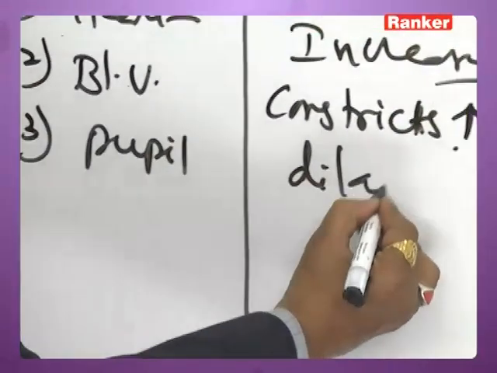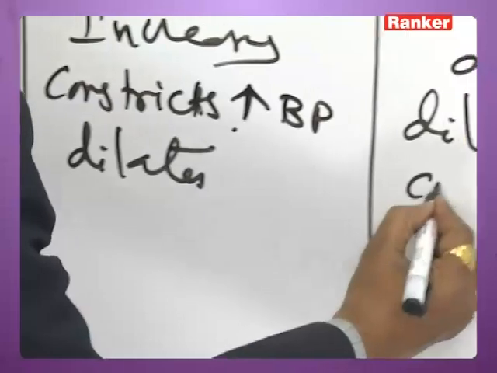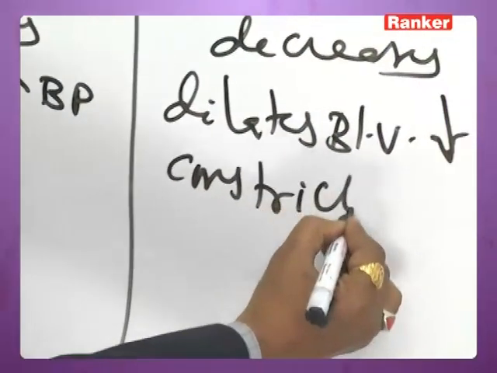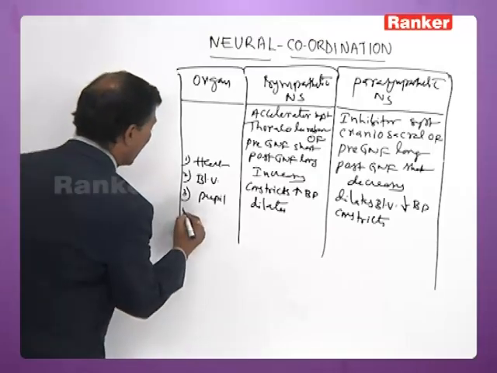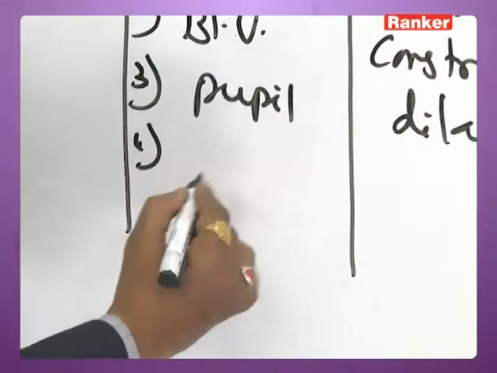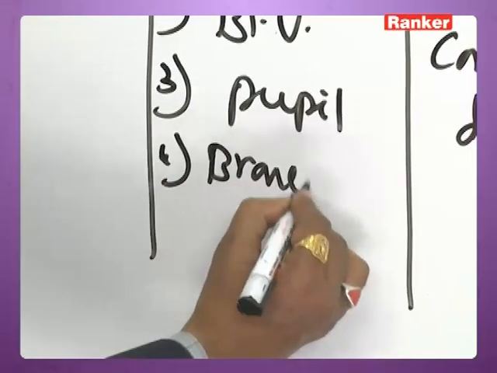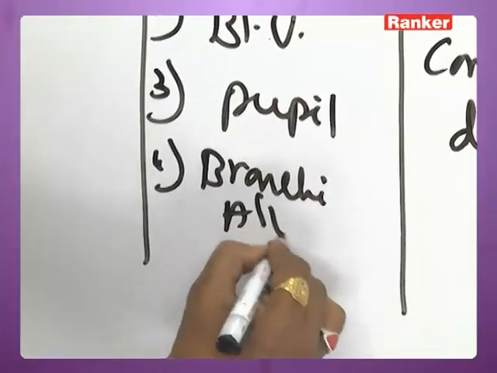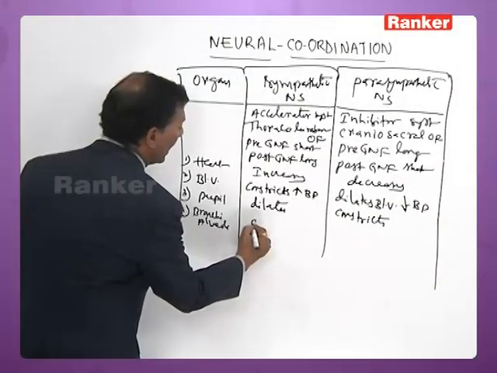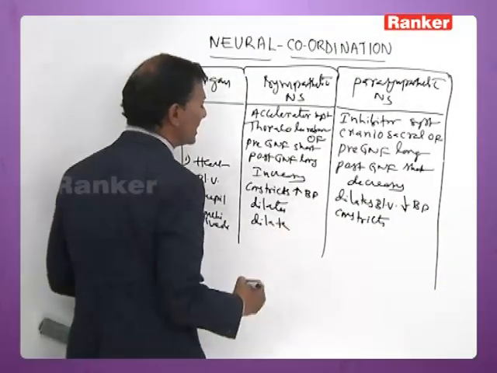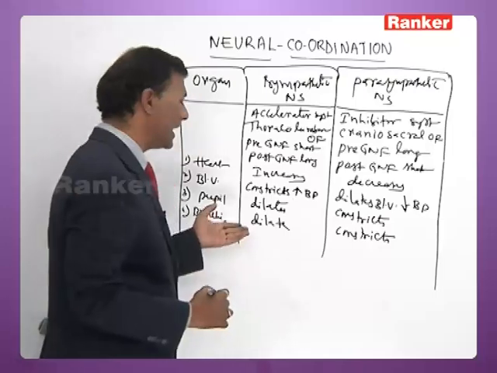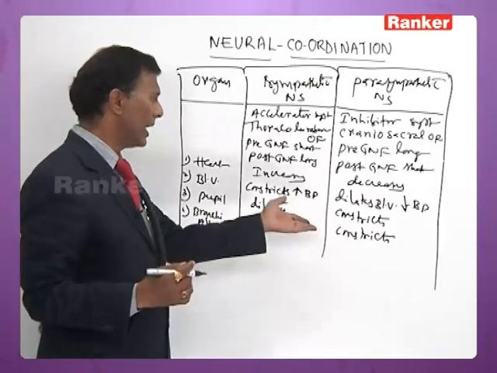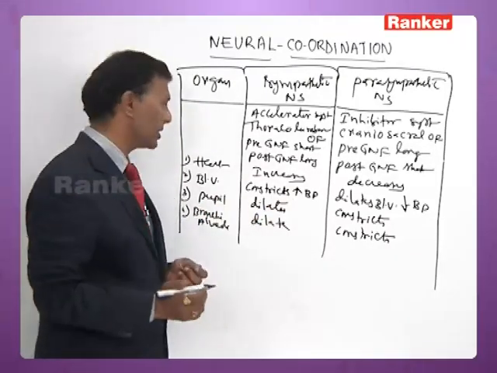The sympathetic system dilates the pupil. The parasympathetic system constricts the pupil. Next you have bronchi, bronchioles and alveoli. The sympathetic system dilates all of them and thereby facilitates inspiration. The parasympathetic system constricts all of them and thereby facilitates expiration.